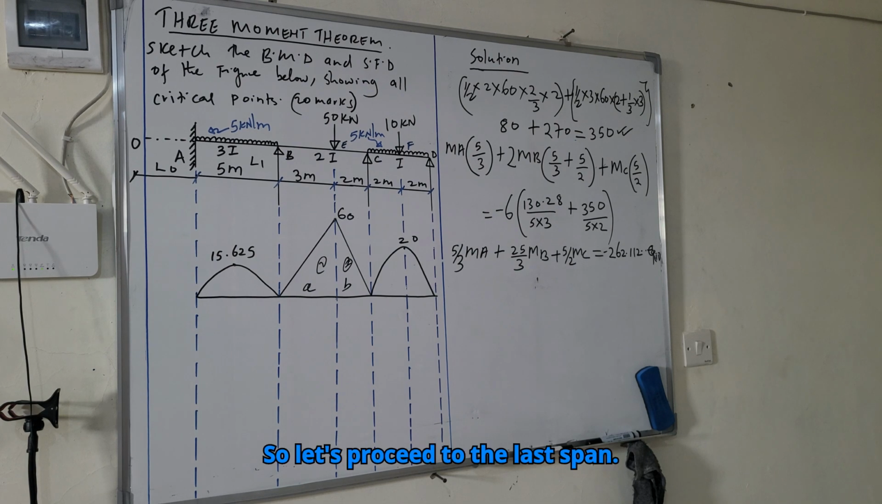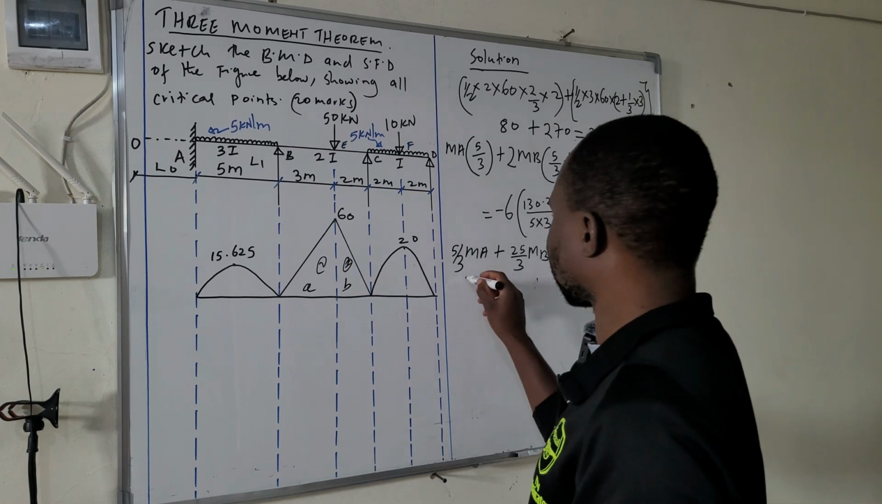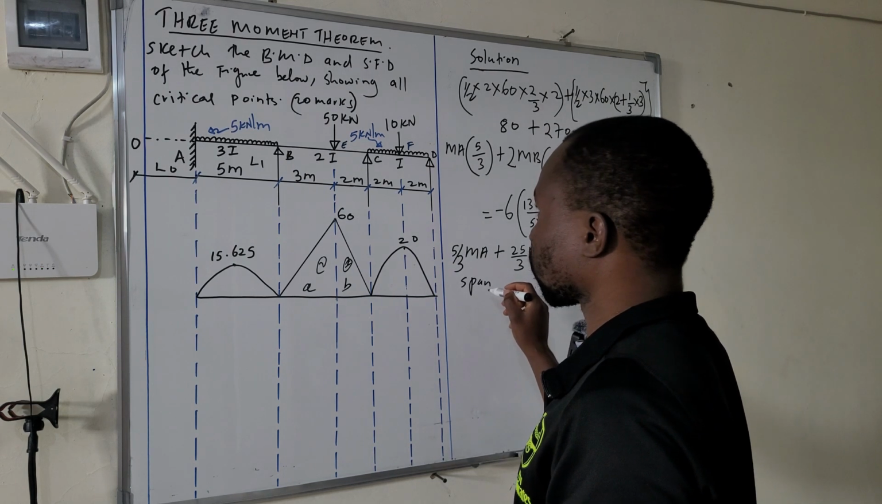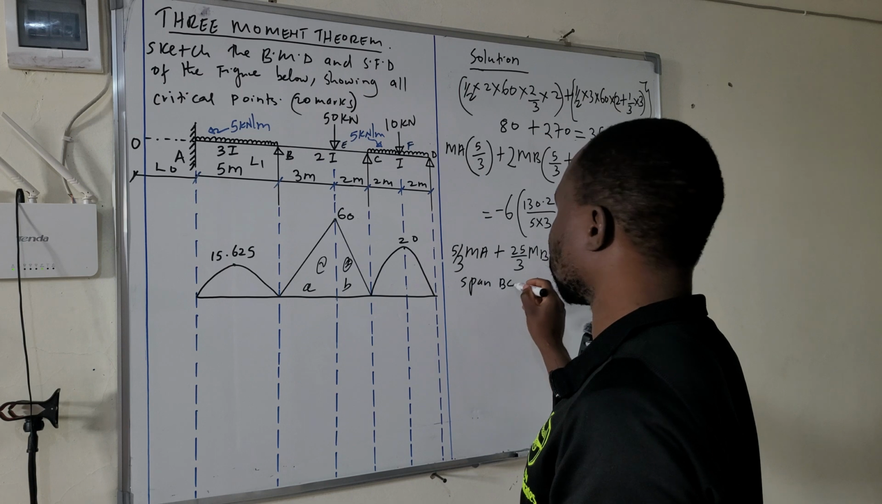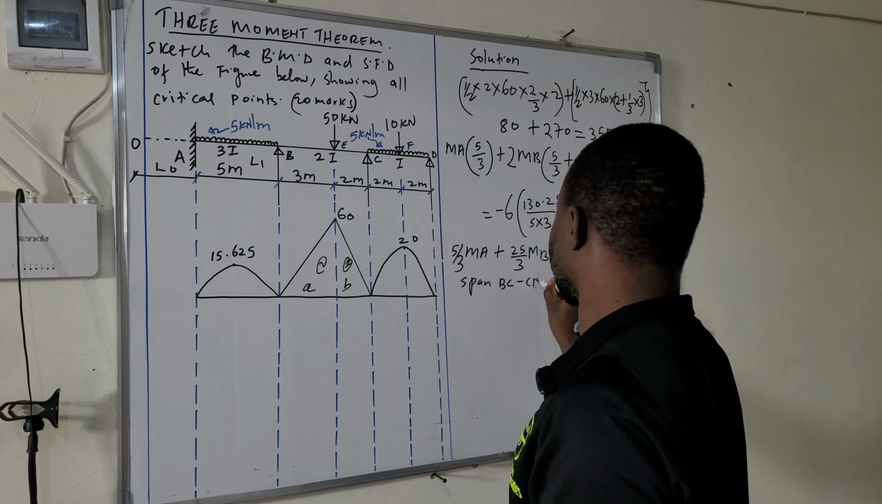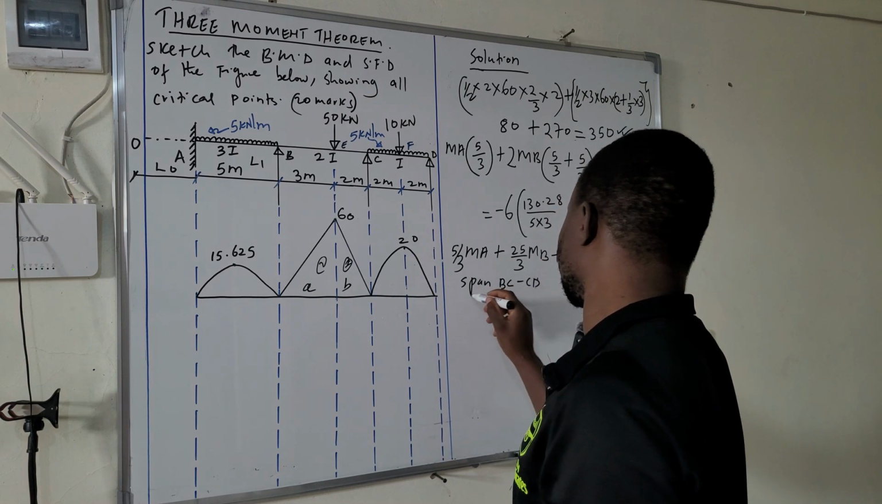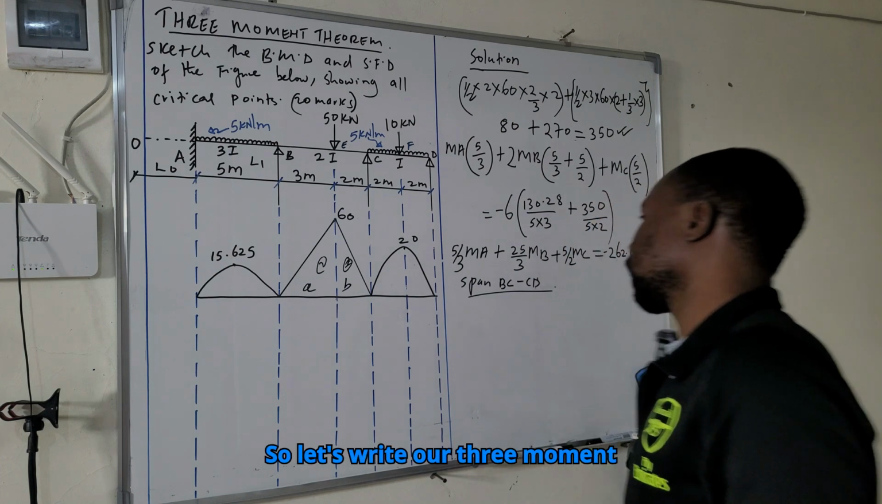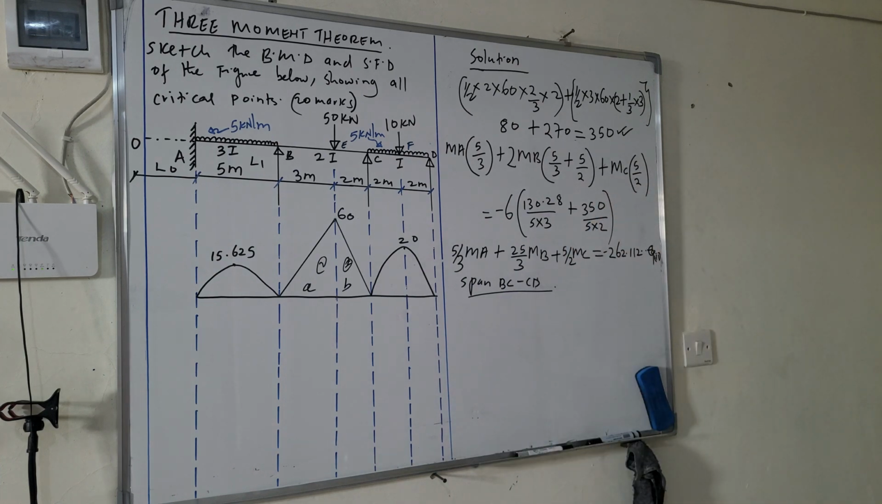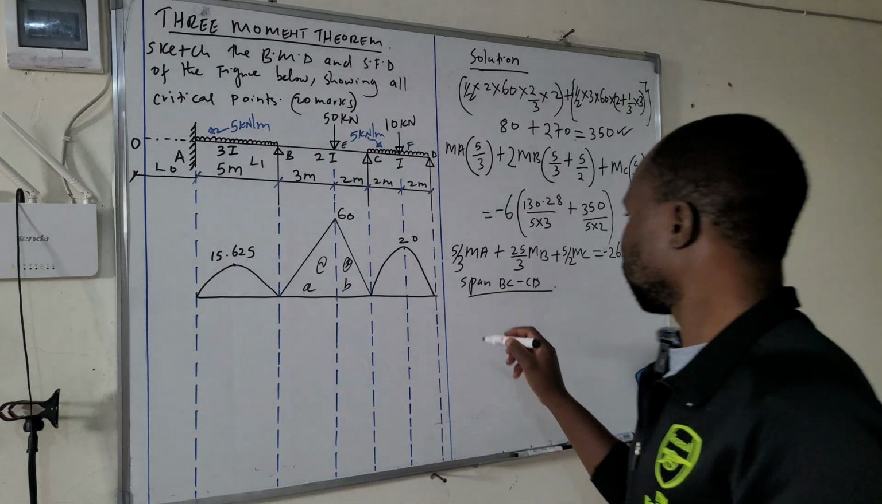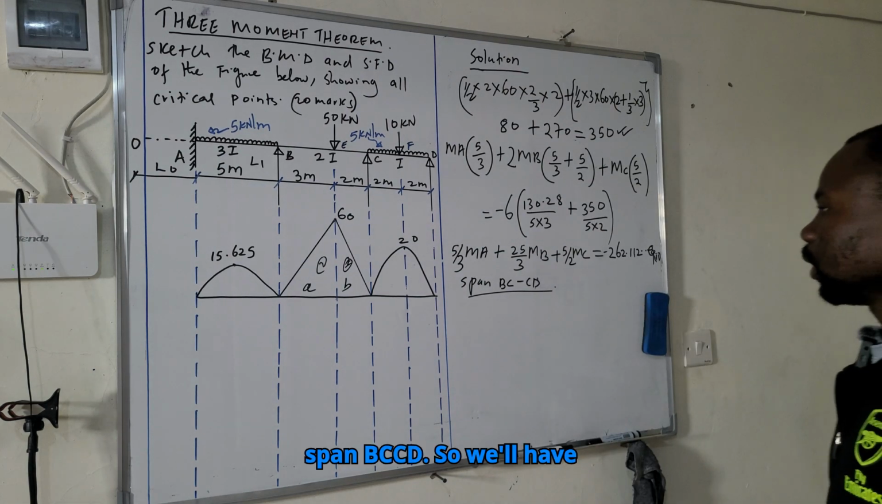So let's proceed to the last span. So you have span BC, CD. So let's write our 3-moment equation from span BC, CD.